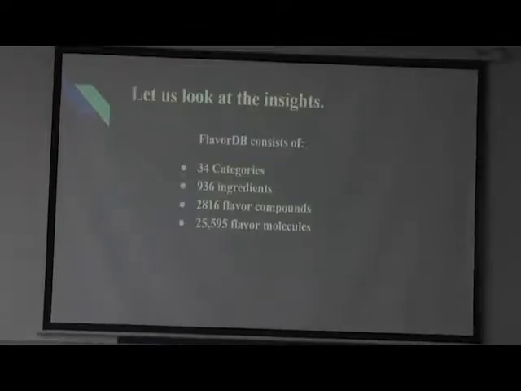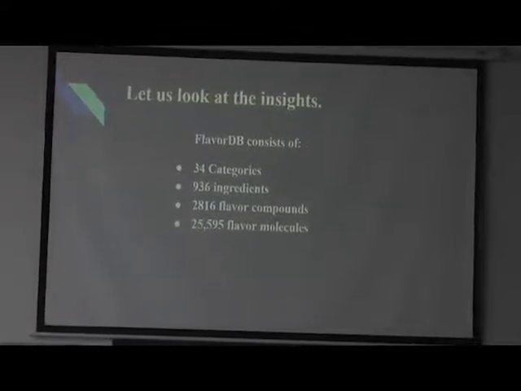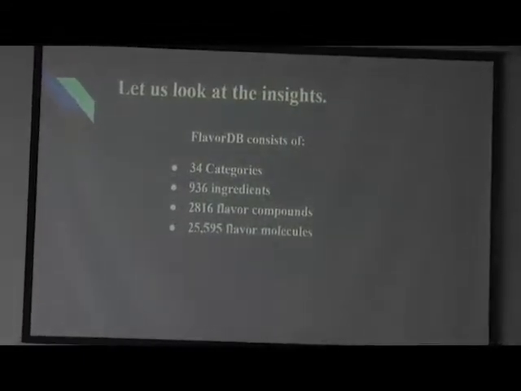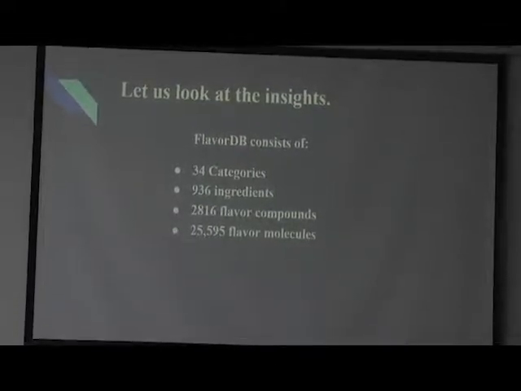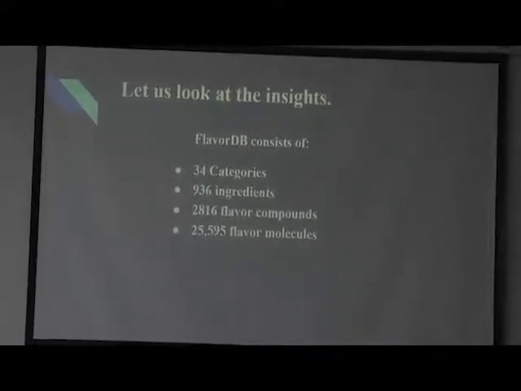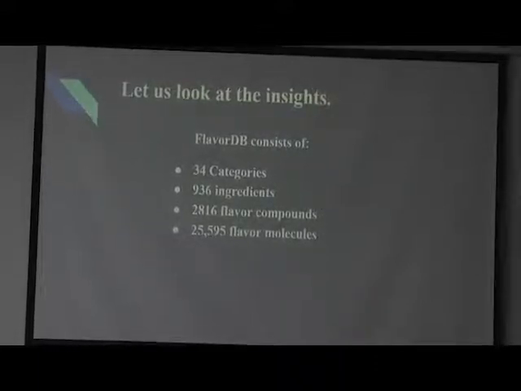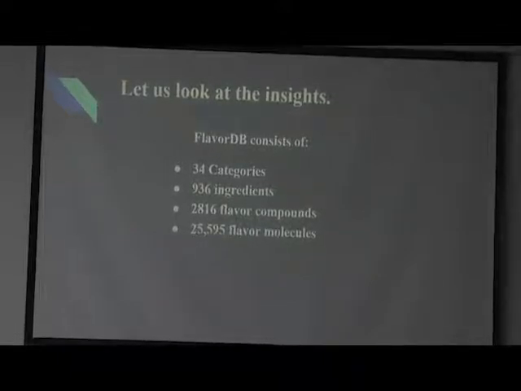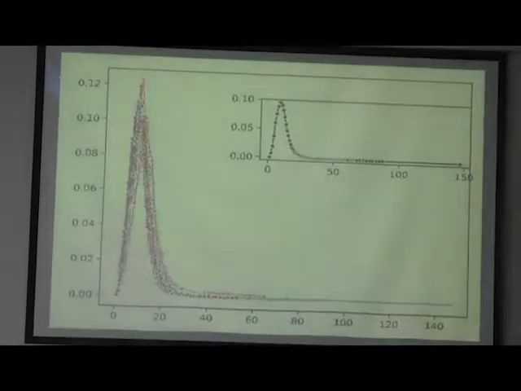In this data set, as we can see, we have 34 categories and 936 ingredients, which are from natural sources. These ingredients have a total of 2,816 flavor compounds with 25,595 flavor molecules, as you can see. This complete data set was scraped from foodeb.com, and now we can go to some insights.